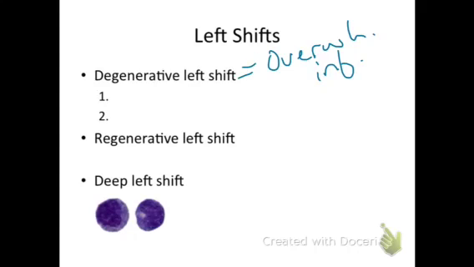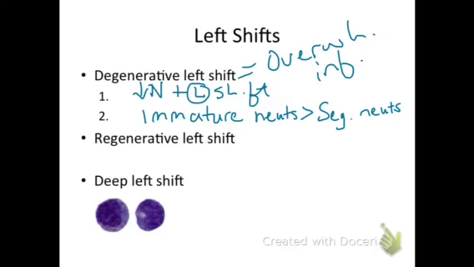A degenerative left shift may occur when there is neutropenia with a left shift, so low numbers of neutrophils with a left shift, or degenerative left shift can occur when the number of immature neutrophils exceeds the number of segmented or mature neutrophils. A regenerative left shift is any left shift that is not degenerative.